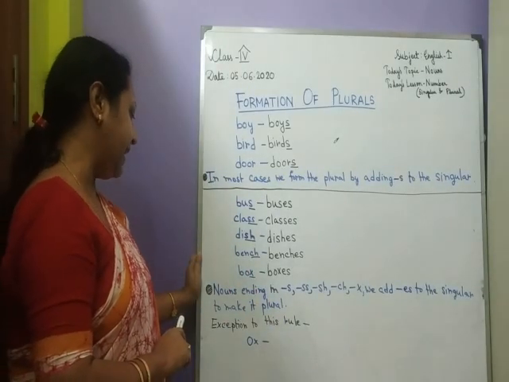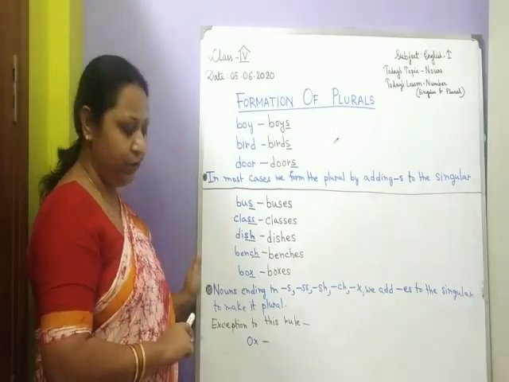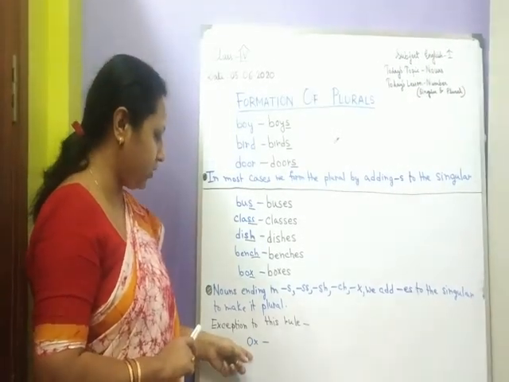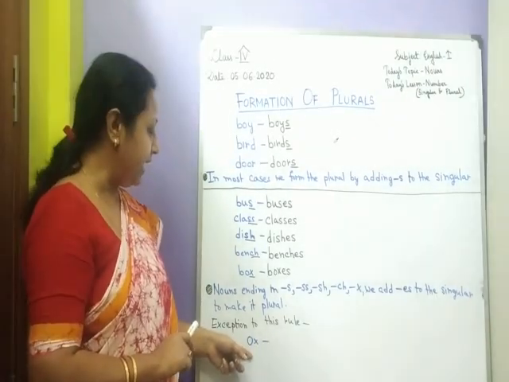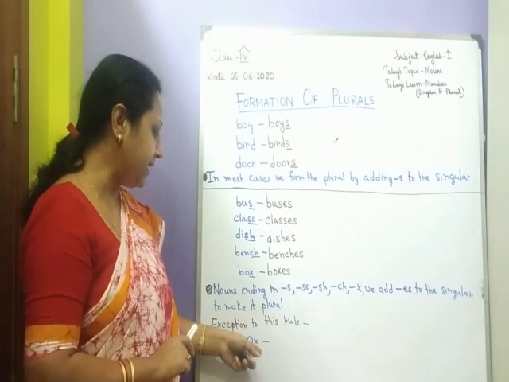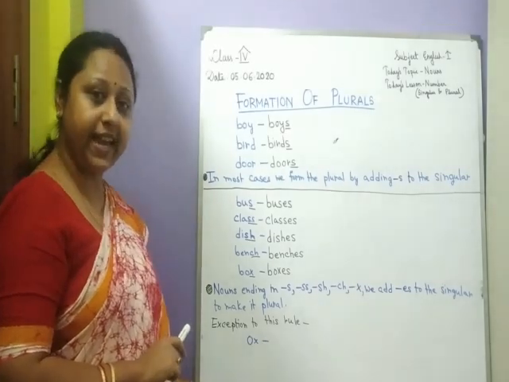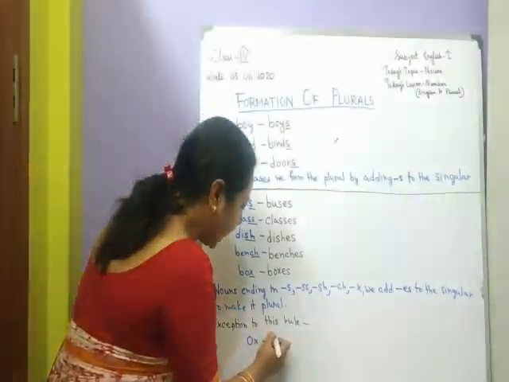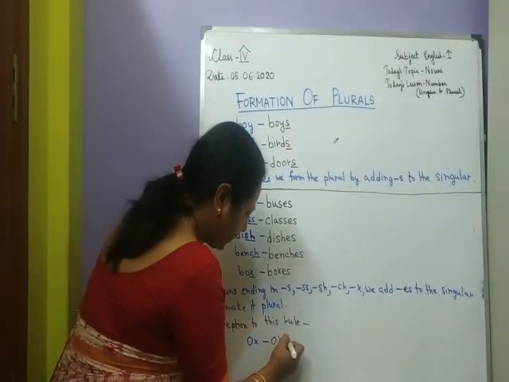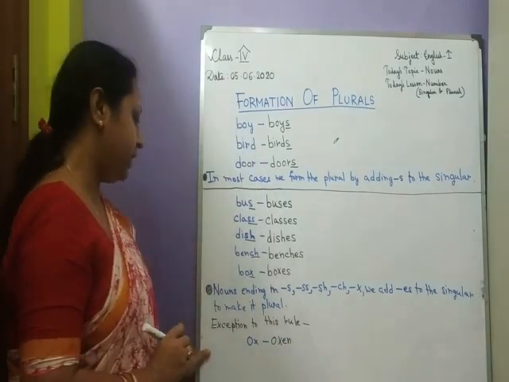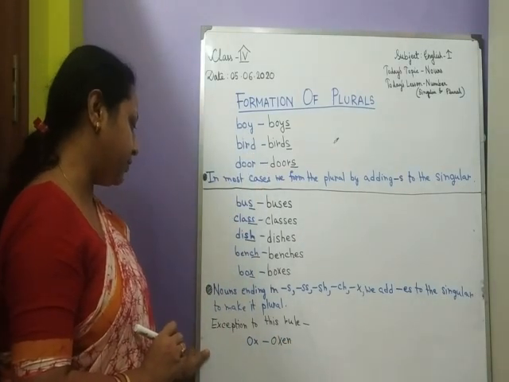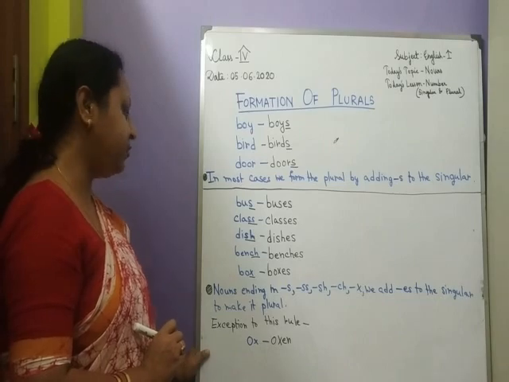But there is an exception to this rule. Look, the word ox. It is ending with the letter x. But the plural of this noun is not oxes. It is oxen. So, we must remember that there is also exception to this rule.